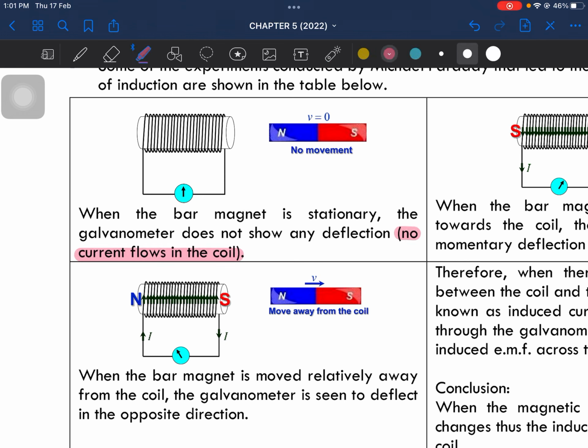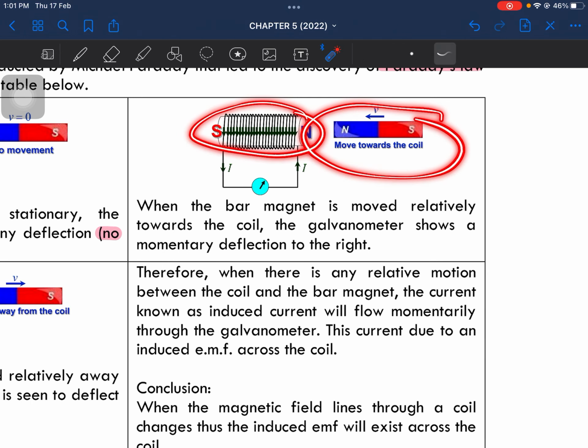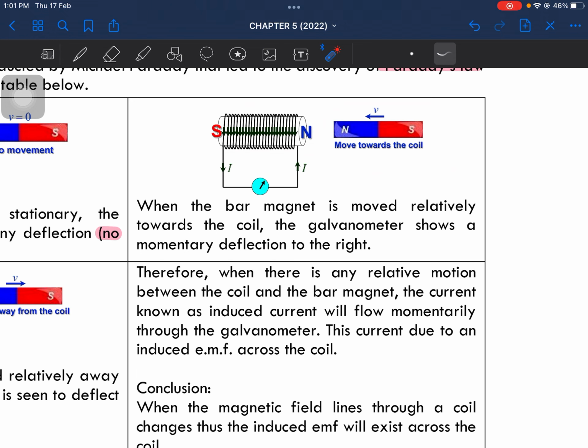So when it does not show any deflection, it means that no current flows in the coil. The second experiment that he did is by moving the magnet towards the coil here. The effect of that movement causes the galvanometer to show a momentary deflection to the right. When there's a deflection on the galvanometer, it shows us there is a current flowing through the circuit.